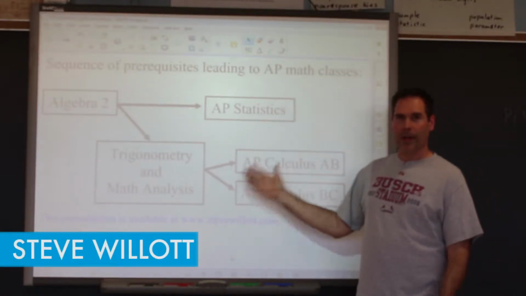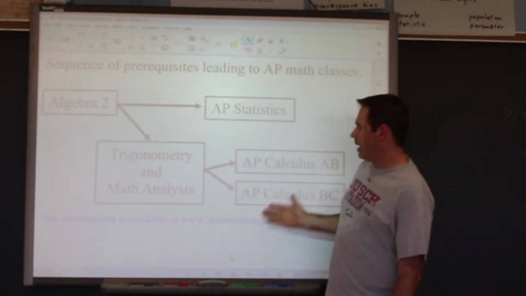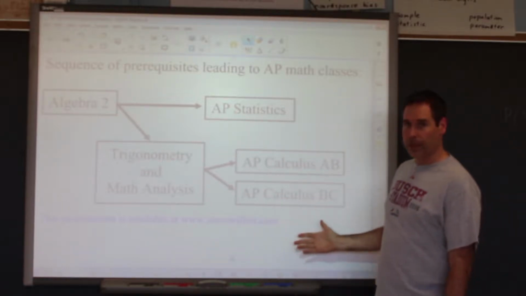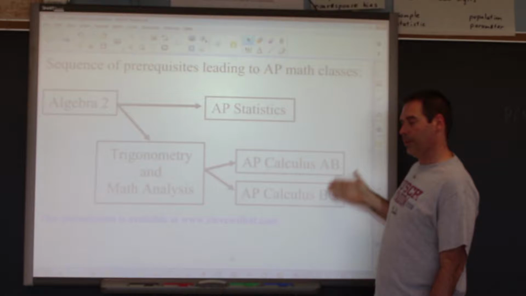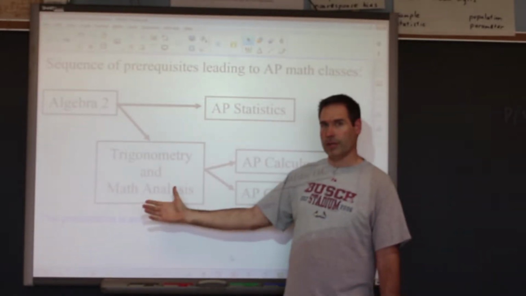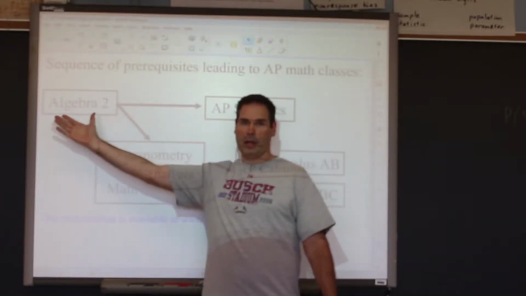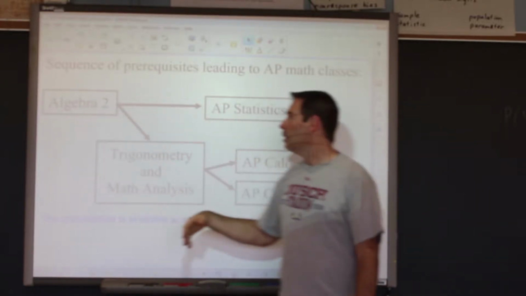So I'll explain a little bit about how the AP math classes work. If a student is taking AP Calculus AB or BC their senior year, and I'll explain the difference between those in a little bit, that would mean their junior year a student needs to be in trigonometry or math analysis, and generally Algebra 2 as a sophomore.